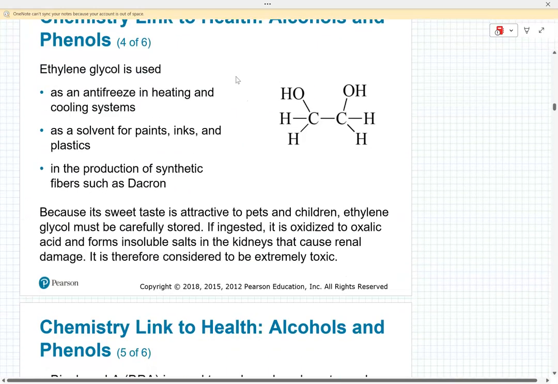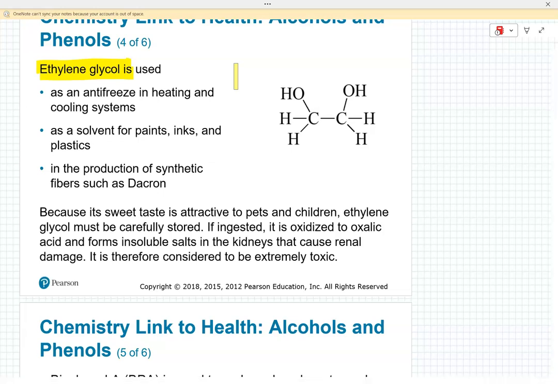Now, glycerol is also sweet, but ethylene glycol is particularly dangerous. So it is sweet. It is attractive to pets and children. I really want to see a cat who will deliberately open a canister of car antifreeze, like it's going to be some pretty darn smart cat. Okay? Kids, yes, they will try everything, and it is very toxic.